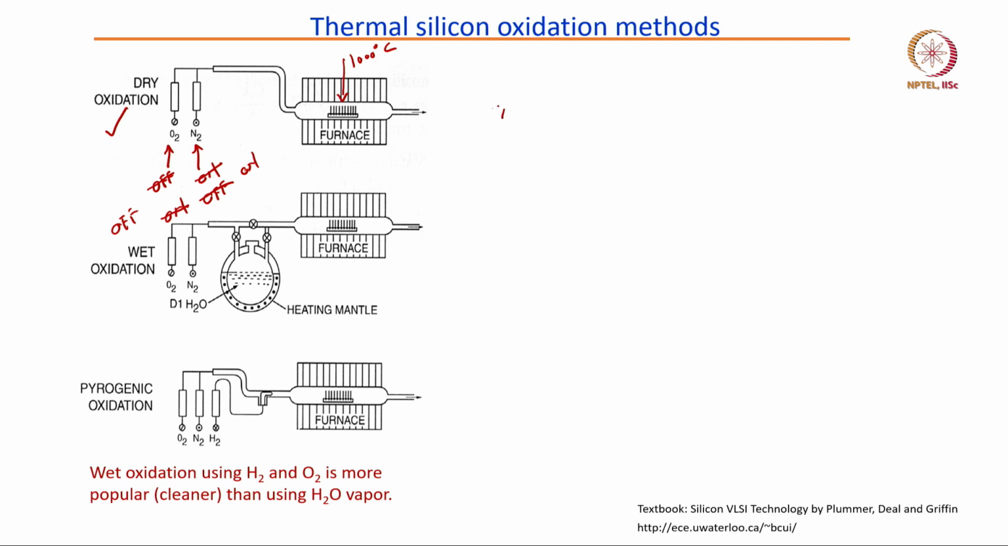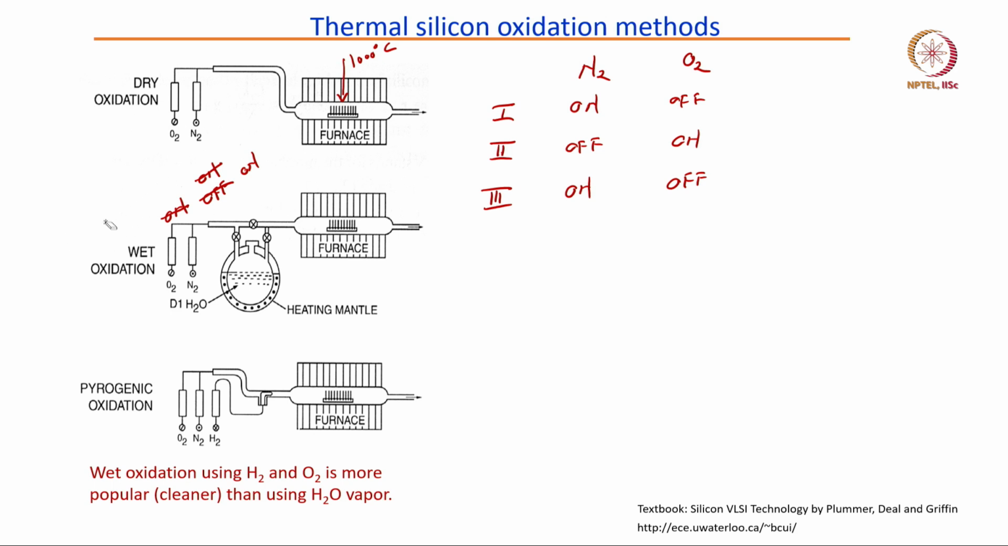So, the steps are like this: nitrogen, oxygen. First step, nitrogen on, oxygen off. Second step, when the wafer is inside and the silicon dioxide is forming or growing. Once it is done, oxygen is shut off, nitrogen is switched on. Now, with this we can form silicon dioxide, which is the dry oxidation technique. The second oxidation technique is the wet oxidation technique.